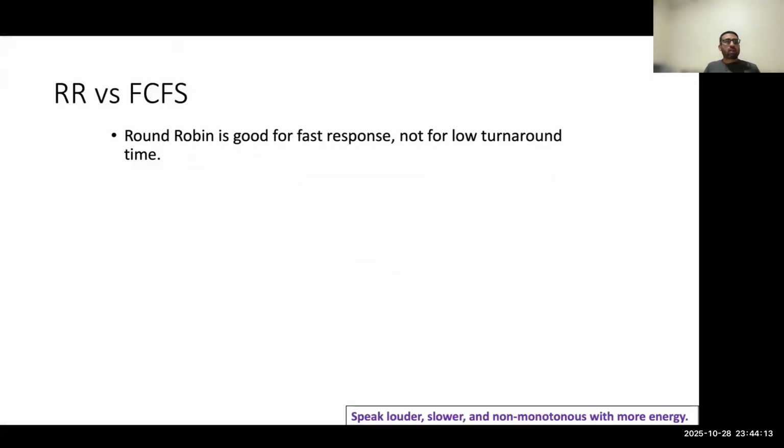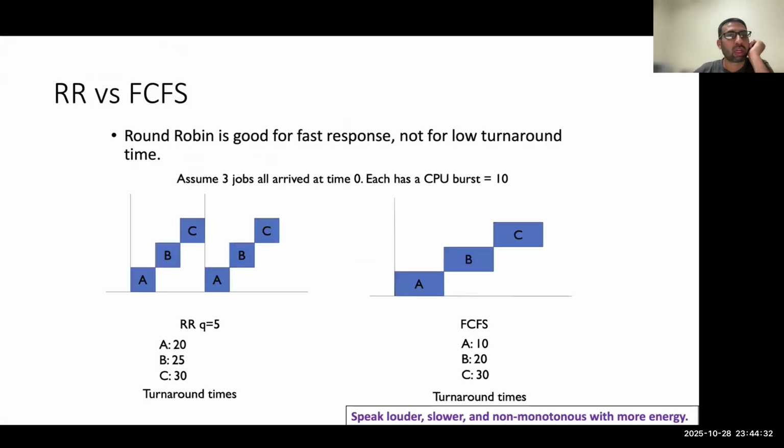So let's compare round robin with FCFS in terms of performance. Remember, some of the performance parameters are the response time and the turnaround time. Round robin is good for fast response times, but it is not good for low turnaround time. So here is an example. Suppose that you have 3 jobs, A, B, and C, and all of them arrive at time 0, and each has a CPU burst equal to 10.